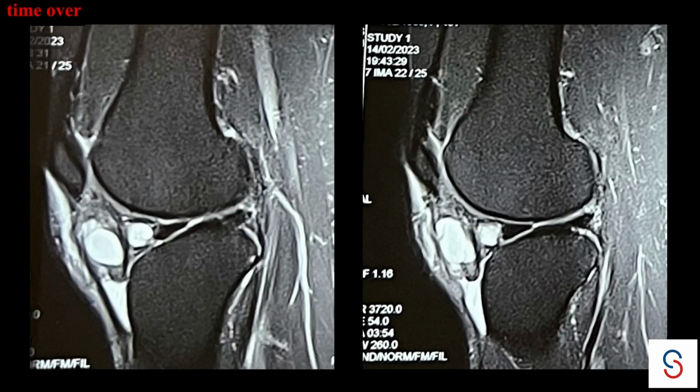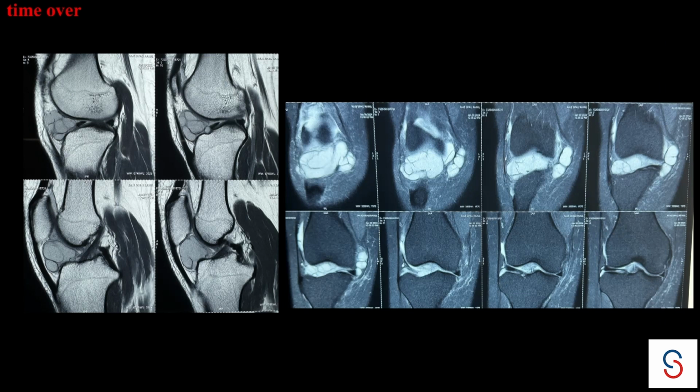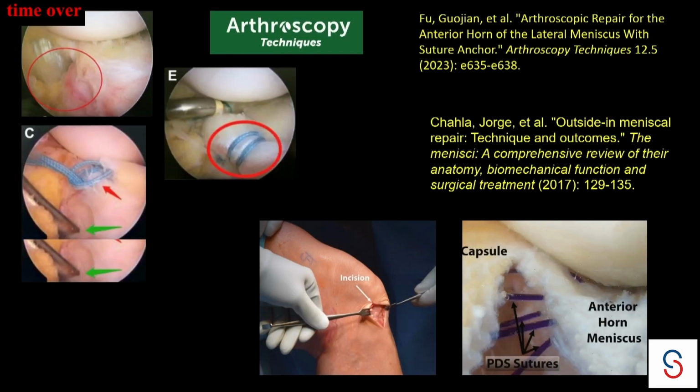Technically, they are difficult to treat because here it is pressing onto the Hoffa's fat pad as well. Technically, they are difficult because the capsule is very flimsy there. Now, this is a mammoth cyst where both anterior horns, the medial and lateral meniscus, are involved. So I will not go to the ARS question here. I'll just go to the methods, how they are treated.